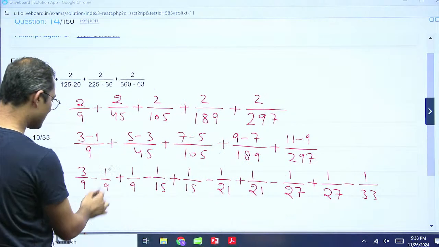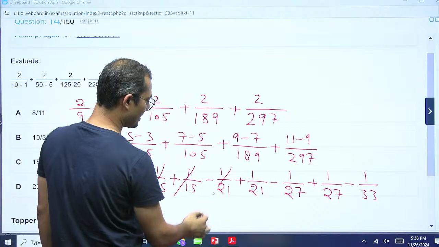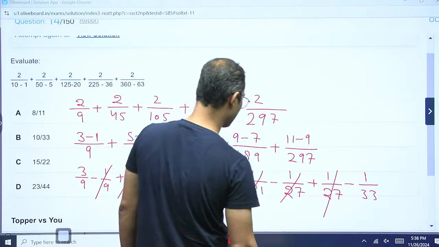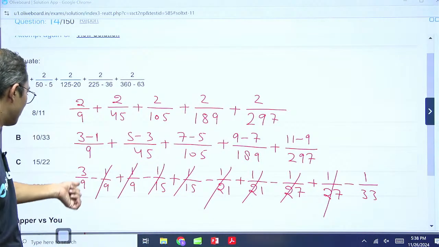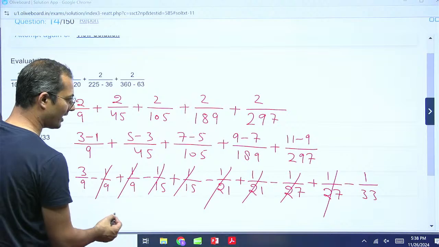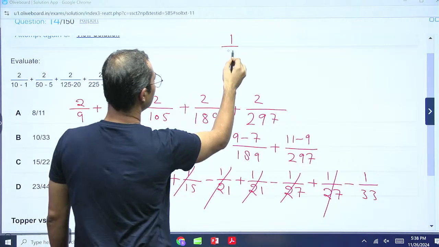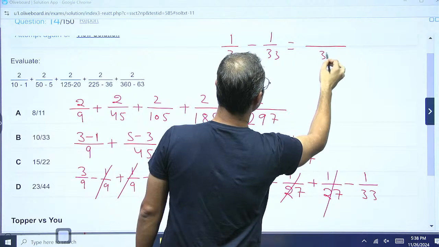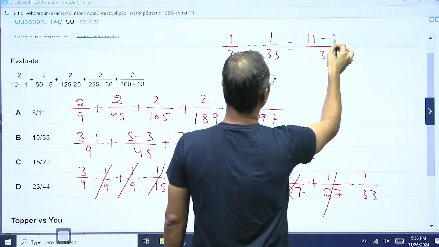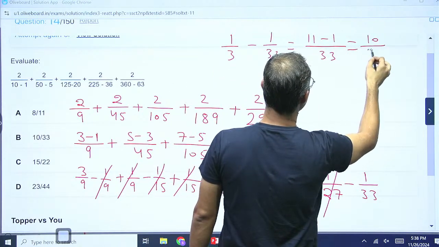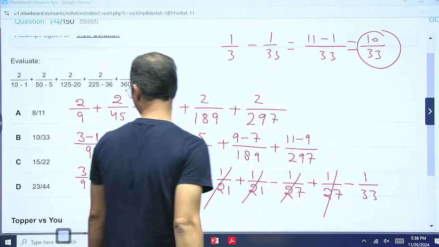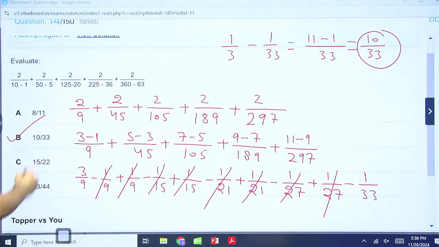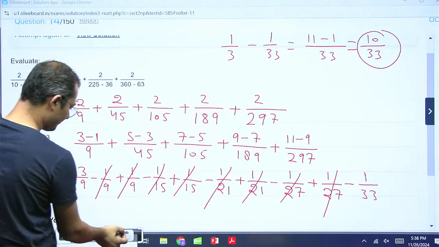See, these terms are getting cancelled, right? Minus plus minus plus minus plus getting cancelled. So we can say that 3 by 9, 1 by 3, right? So here I will get 1 by 3 minus 1 upon 33. So 33 is the LCM, 11 minus 1, right? So we can say that 10 by 33, right? So 10 by 33 is the right answer. See how we can solve this, right? Yes. So moving to next question.